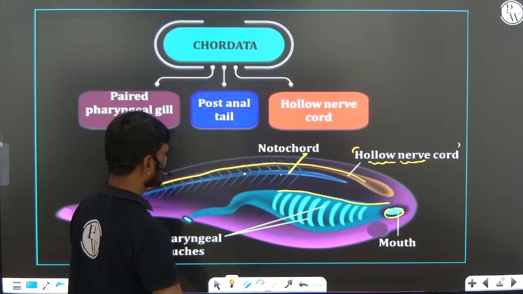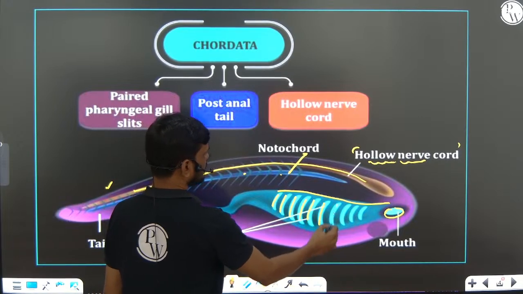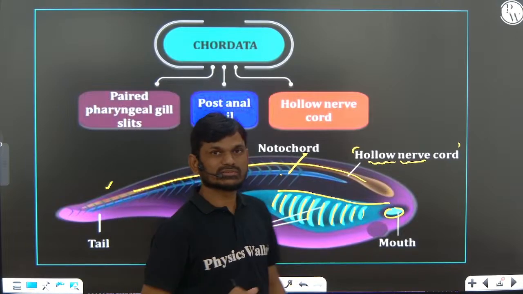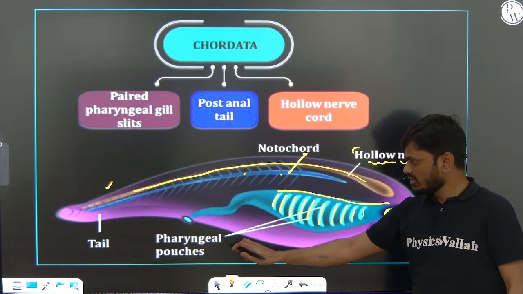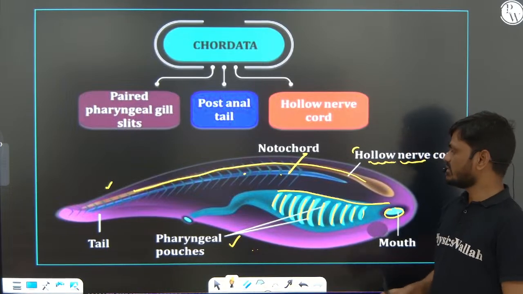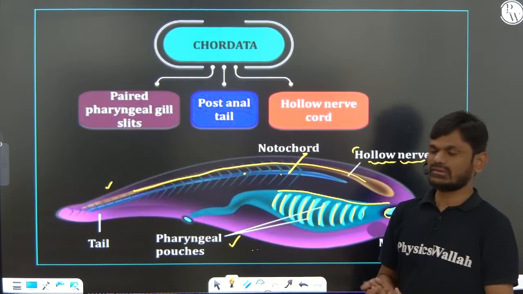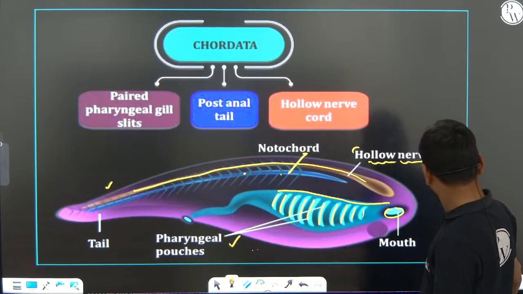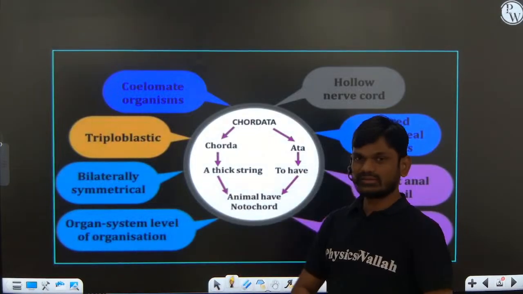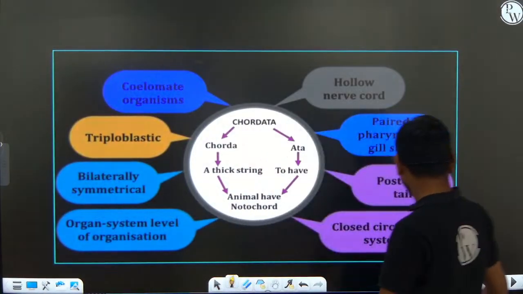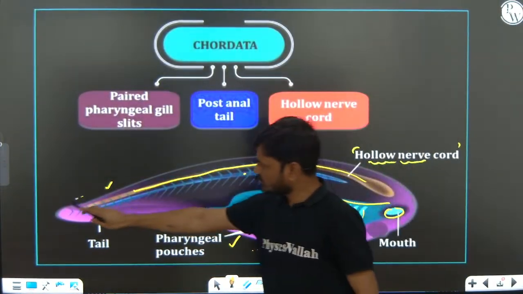And one more character: you can see these are the pharyngeal gill slits. The gills open outside through small openings, which we call pharyngeal gill slits. So these are the fundamental characters of Chordata. Besides these three, there are other characters also present. Here one more, the post anal tail, is also present.